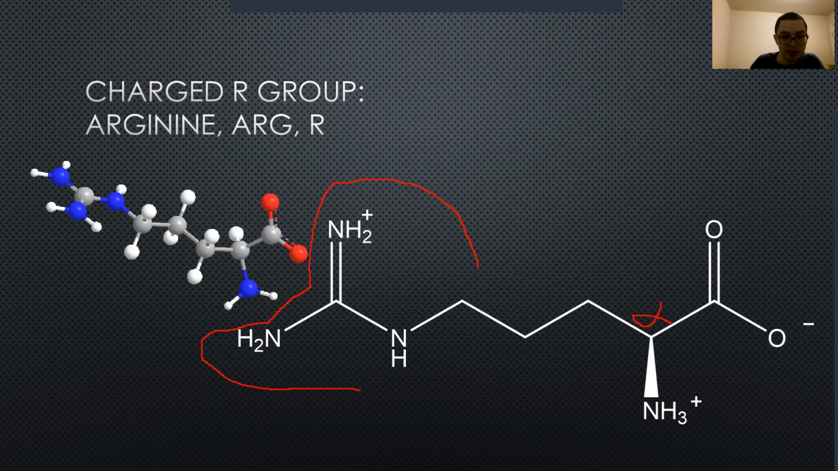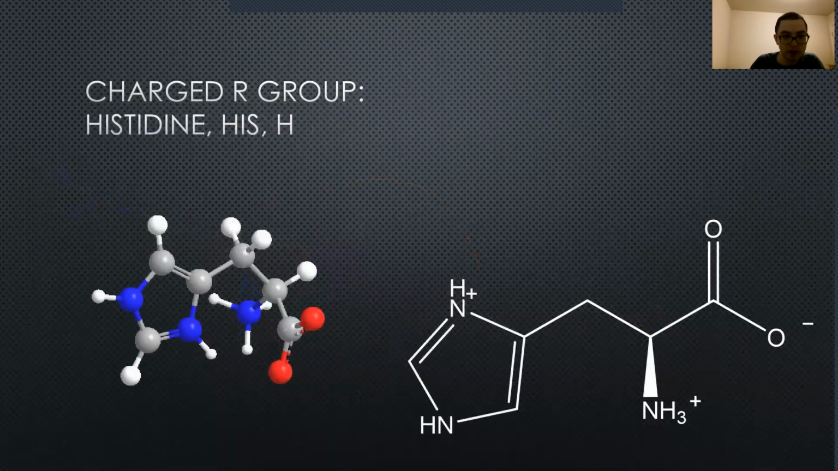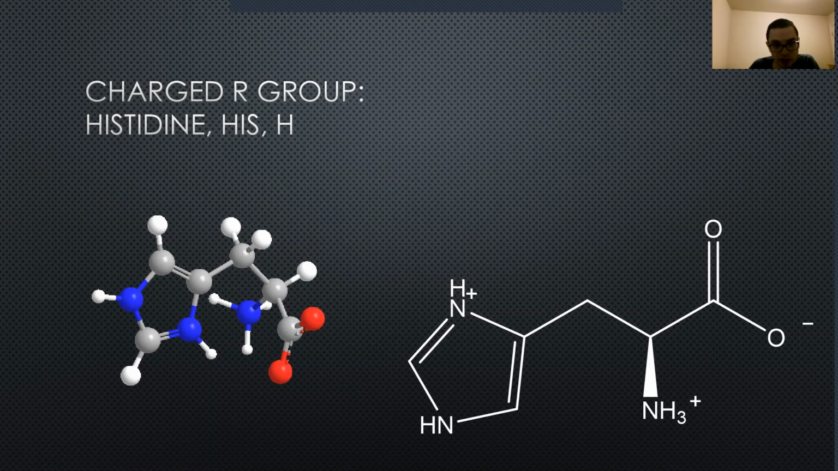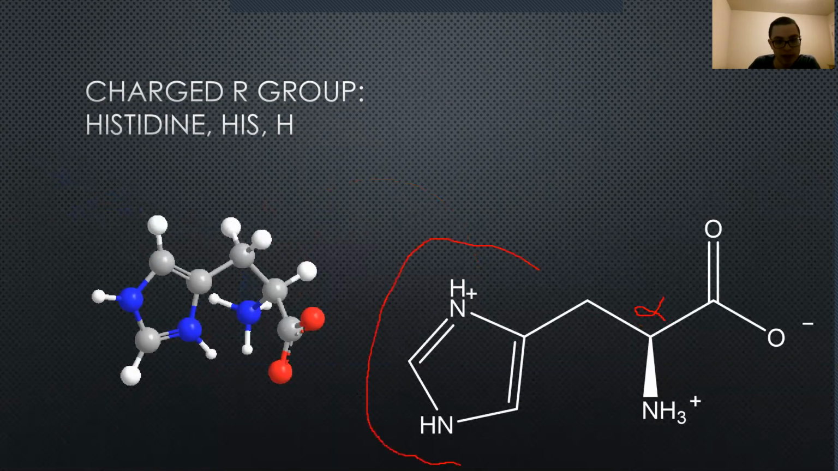Right, so we have lysine, arginine, and then for our last one, we have histidine. Histidine is the third and last of our amino acids that have a side chain that can hold a positive charge. Right, so this is our alpha carbon. You might see this in some textbooks as an imidazole group.